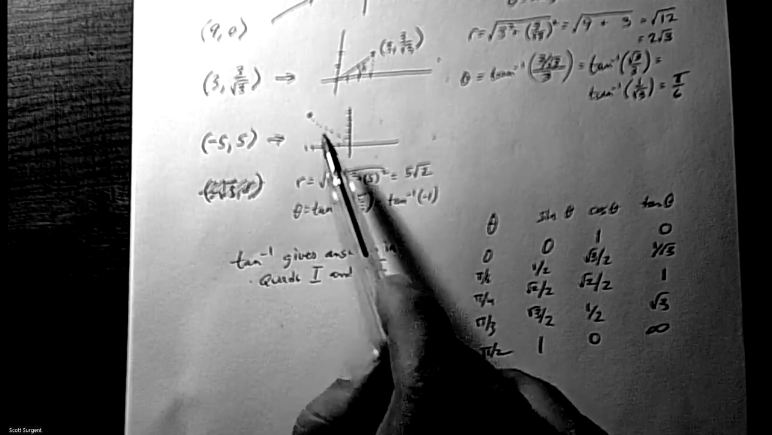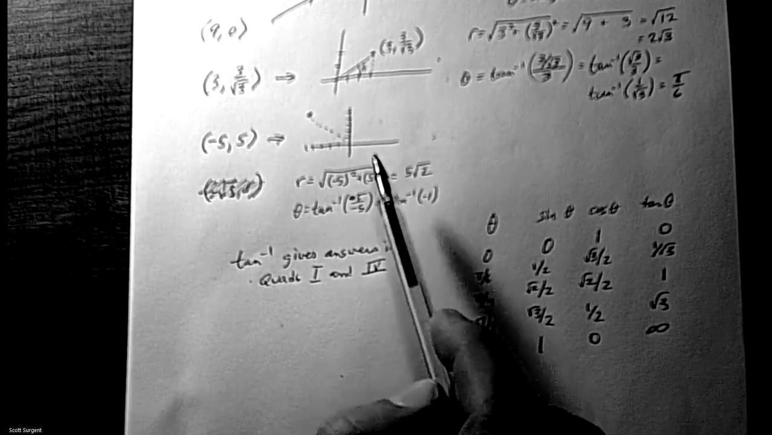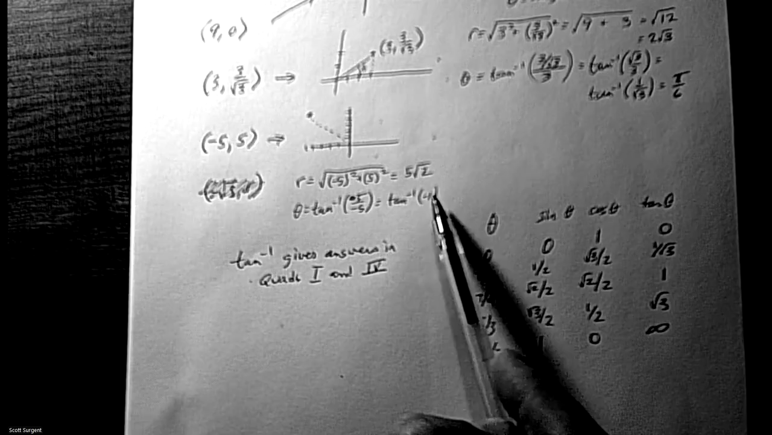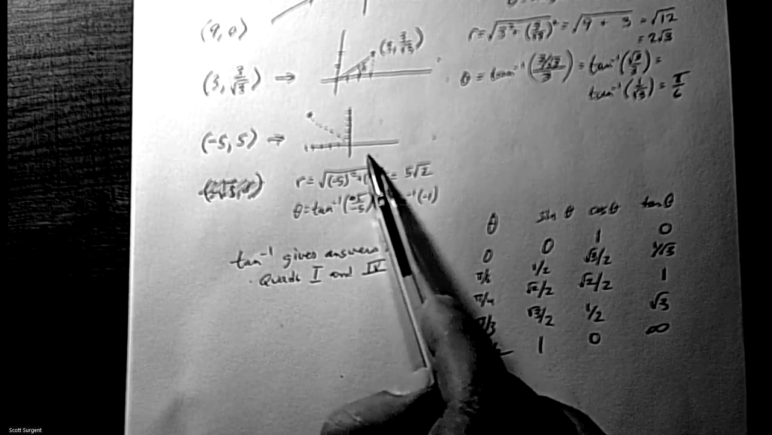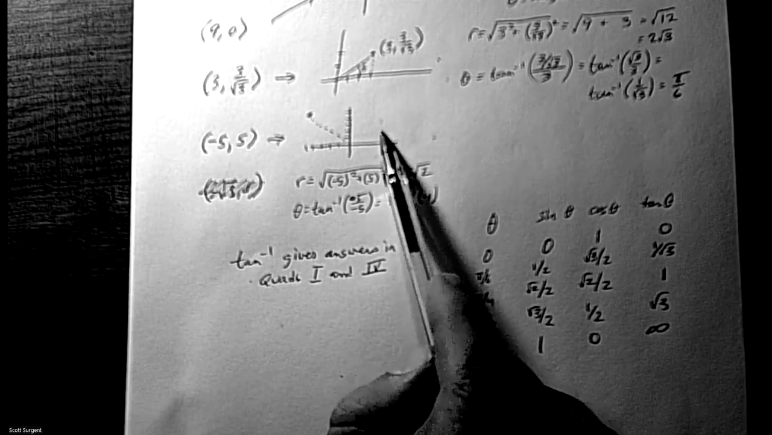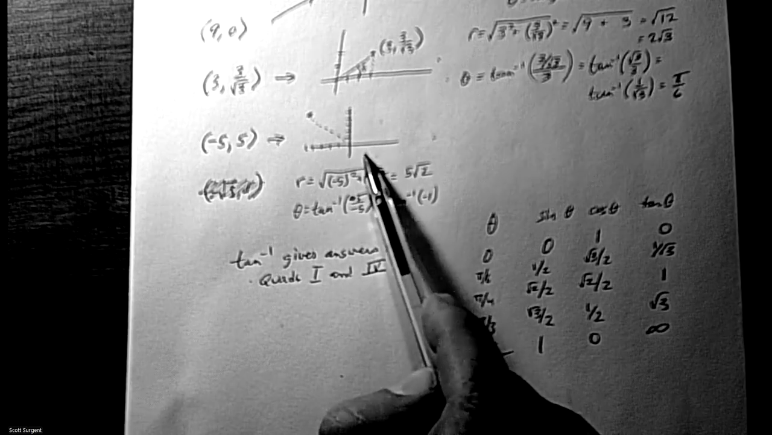I actually just draw out the picture. The answer that it gave me when I typed in arctan -1 was -45 degrees, which is this angle down here. But I actually want this angle up here. So one thing I can do is I can add pi to that.